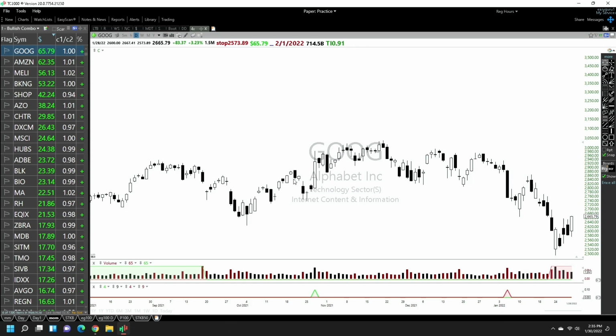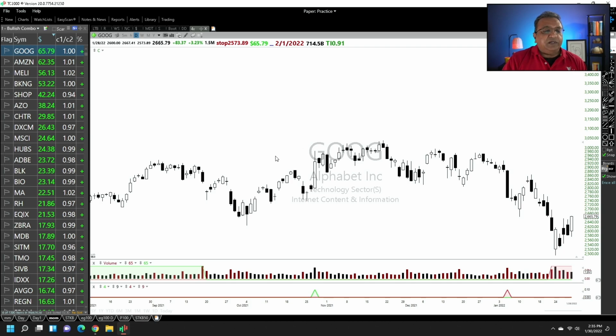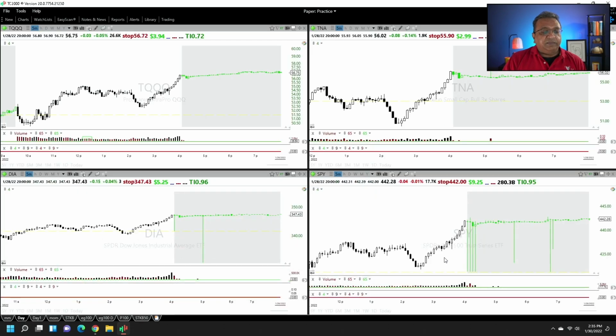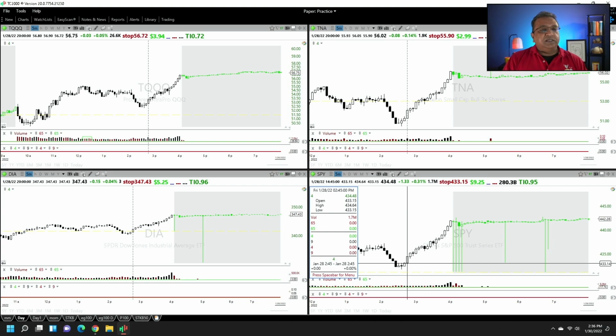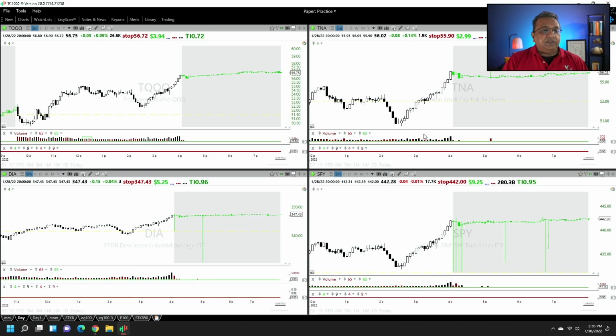But the advantage of understanding this and understanding the unique nature of the bearish market is that when you get into an intraday trade, you can generate a signal from the indexes to trade individual stocks. So if you look at this intraday chart on a 5-minute of TQQ, TNA, DIA, and SPY, you see SPY started making a move, and all the indexes went together. Now, these are indexes, they obviously move together.